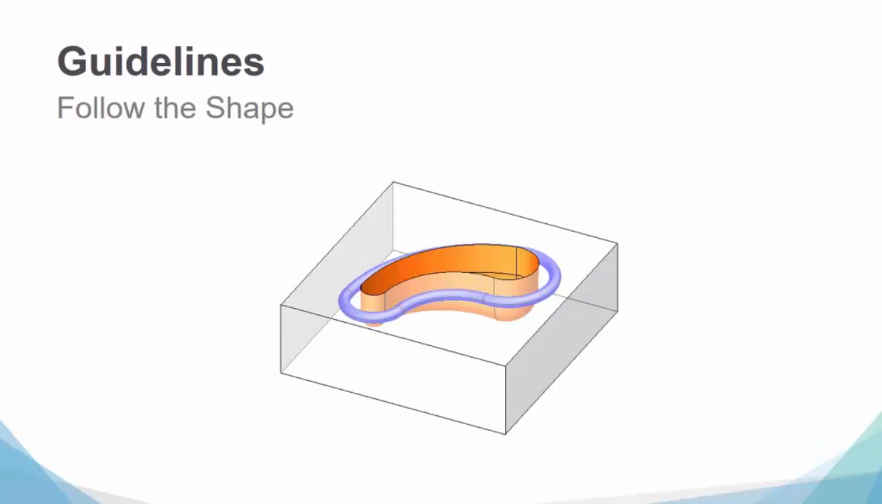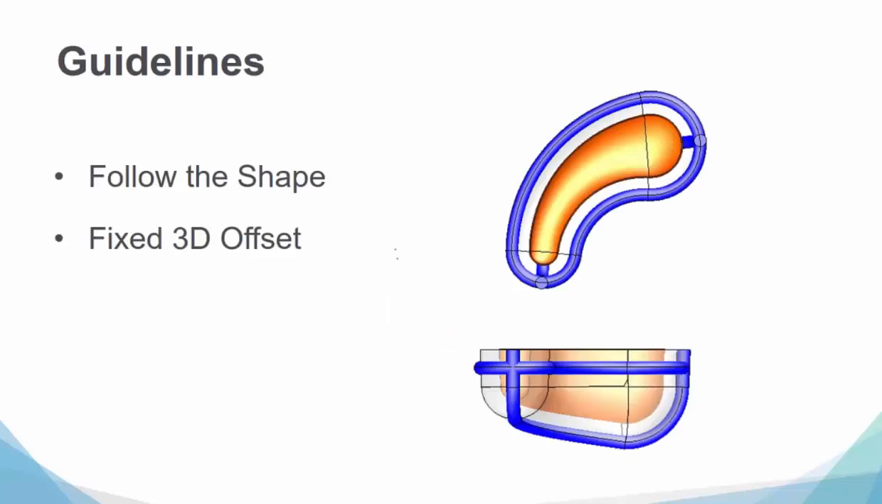So let's step our way through some basic guidelines. All right, like the first one we talked about, follow the shape. Stay a uniform distance around the geometry that you're cooling. And that's not just in a 2D planar view, but also for any 3D. Like you see here with the water line curling underneath the part, I want to keep an even 3D distance offset away from that part, like you see here.